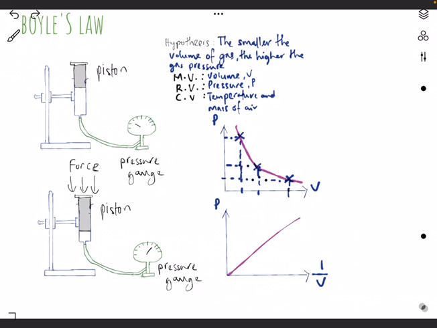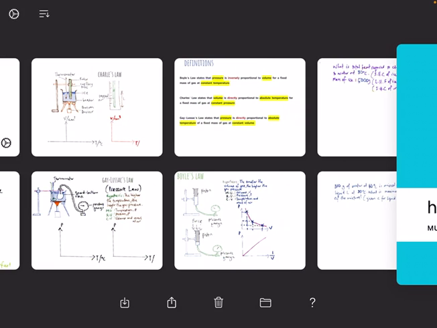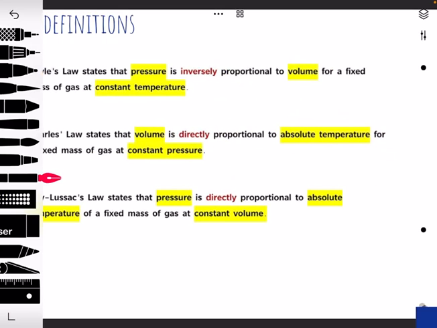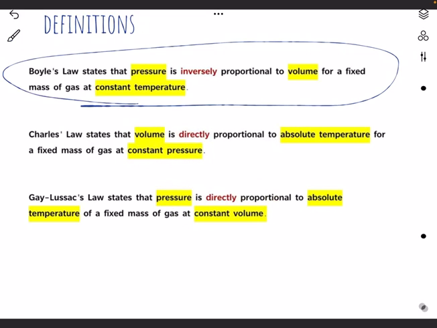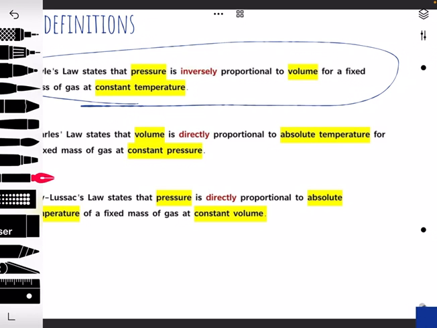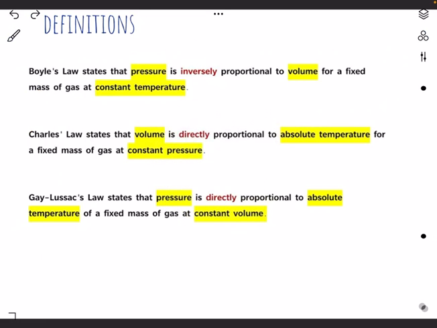And then from this experiment also, we can write the definition for Boyle's law. Okay, you can look at the first one. This is the definition for Boyle's law. Boyle's law states that pressure is inversely proportional to volume for a fixed mass of gas at a constant temperature. You should write down this definition in your notebook.